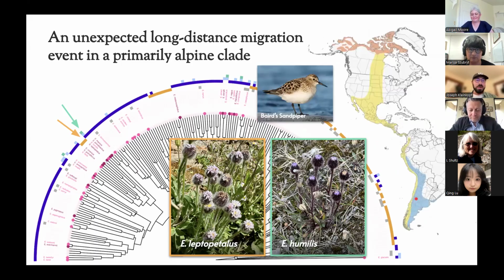I'm not saying this bird was the vector that carried seeds, but this bird does nest in the Arctic and then migrate down to the high mountains of the Andes, and does that every year. So maybe it was something like that that allowed for this disjunction to happen.